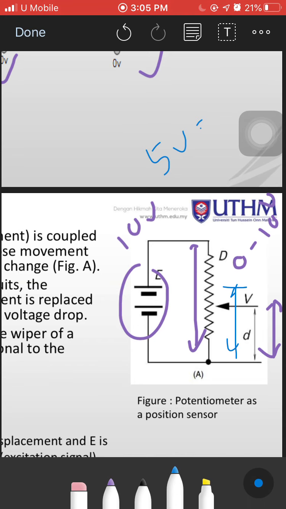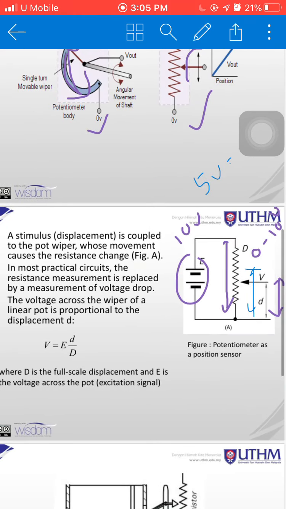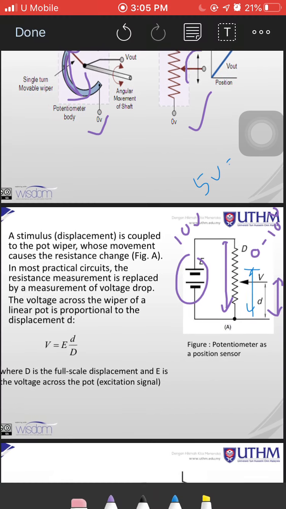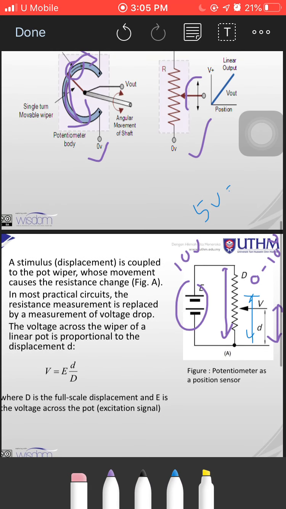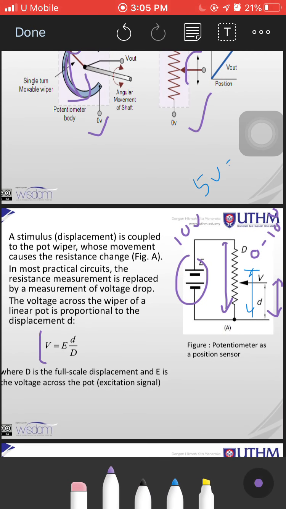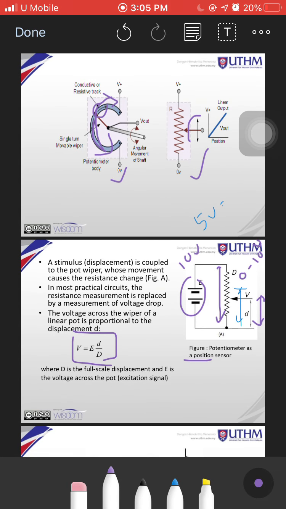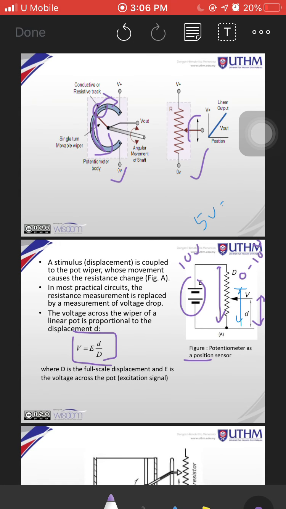So how do we calculate the output voltage proportional to the displacement? We can use this equation: V equals E times small d over capital D, where E is our reference voltage, small d is our measured displacement, and capital D is the full scale displacement. I hope all of you understand this equation.